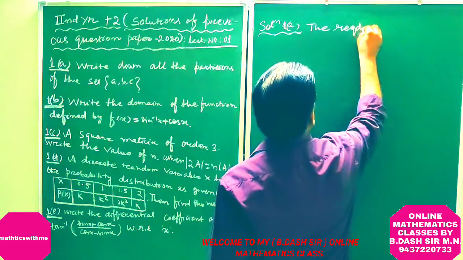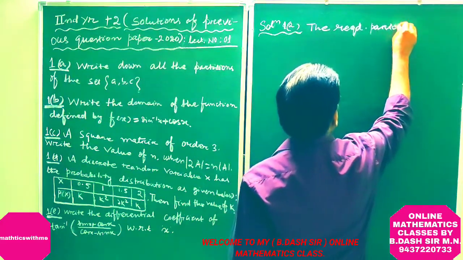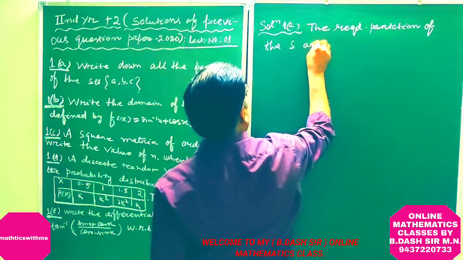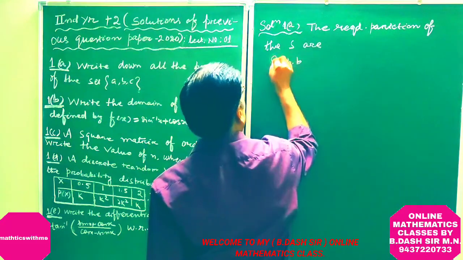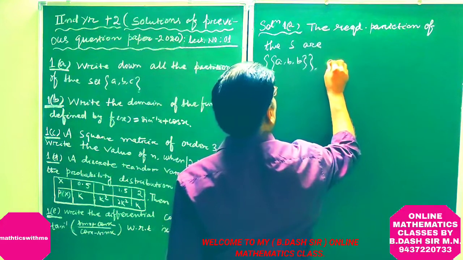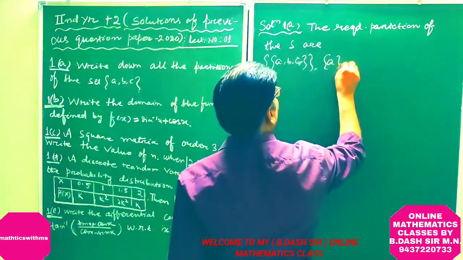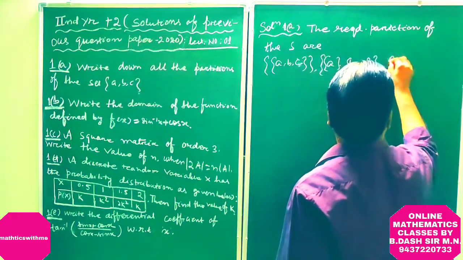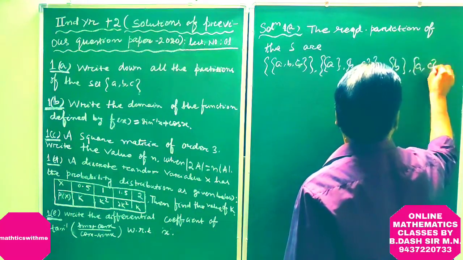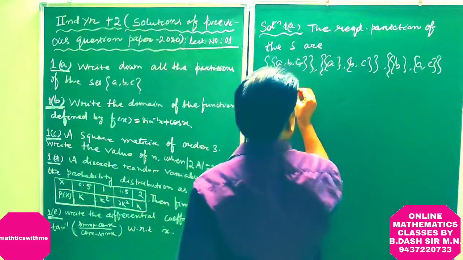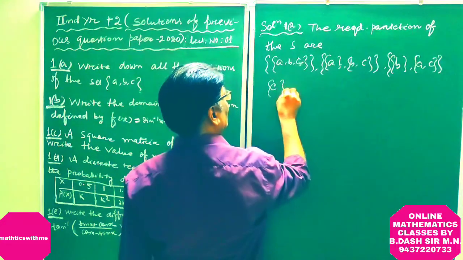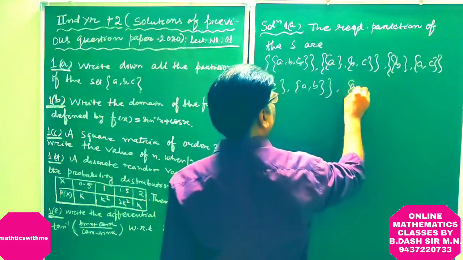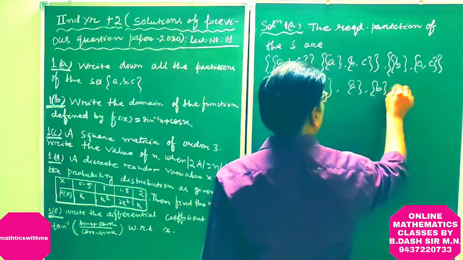The required partitions of the set S are: first of all, we can write ABC; A, BC; B, AC; C, AB; and A, B, C.